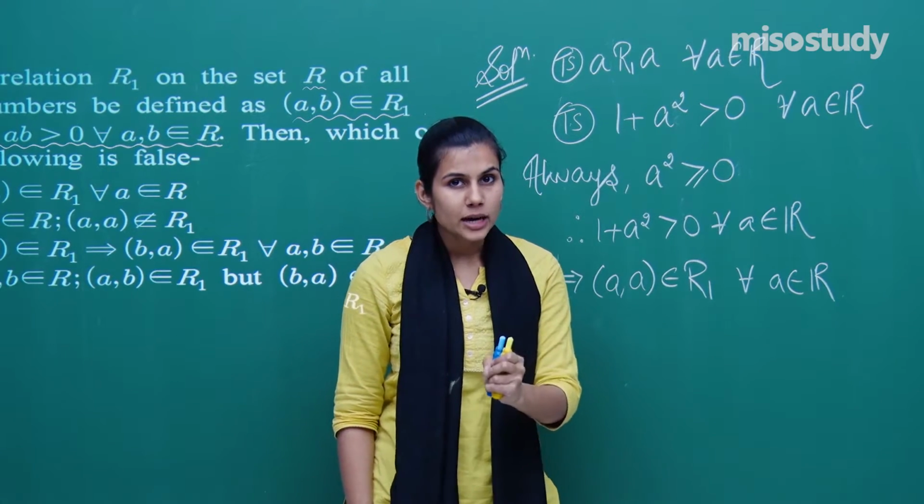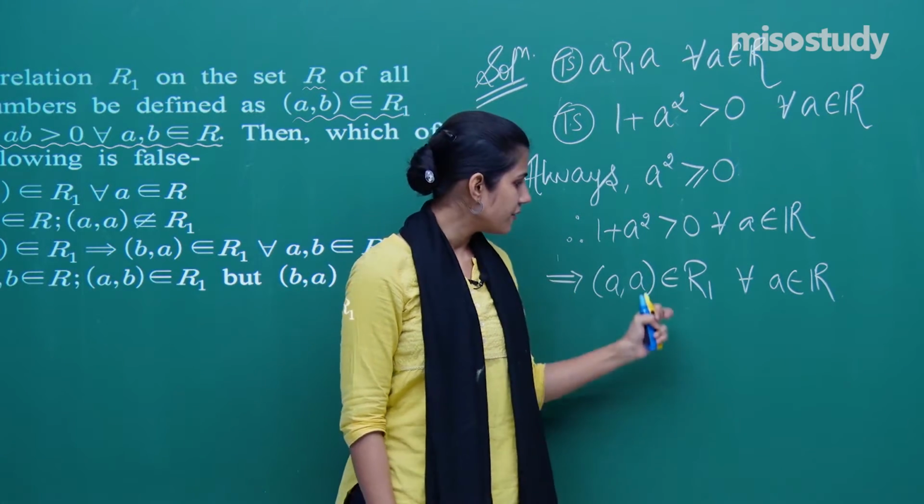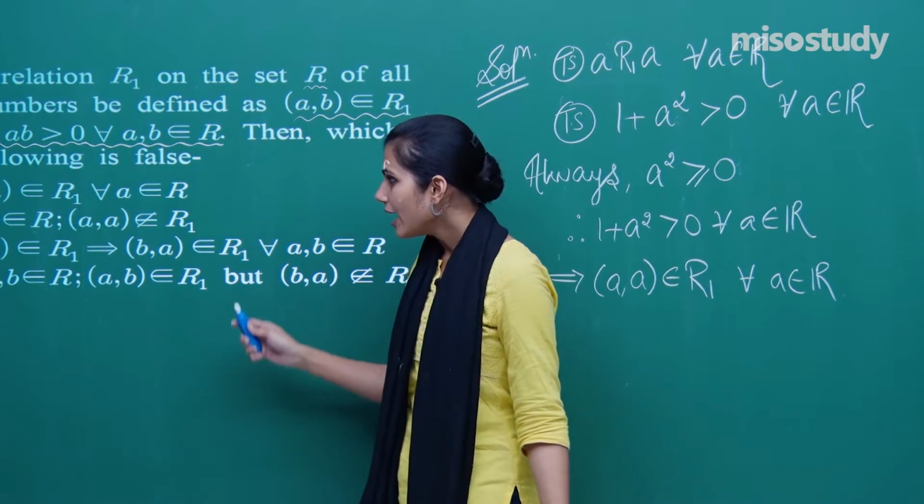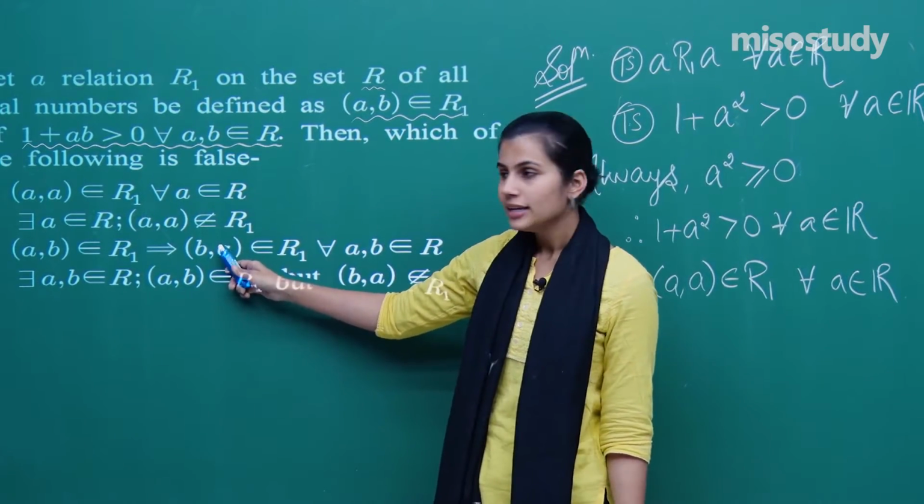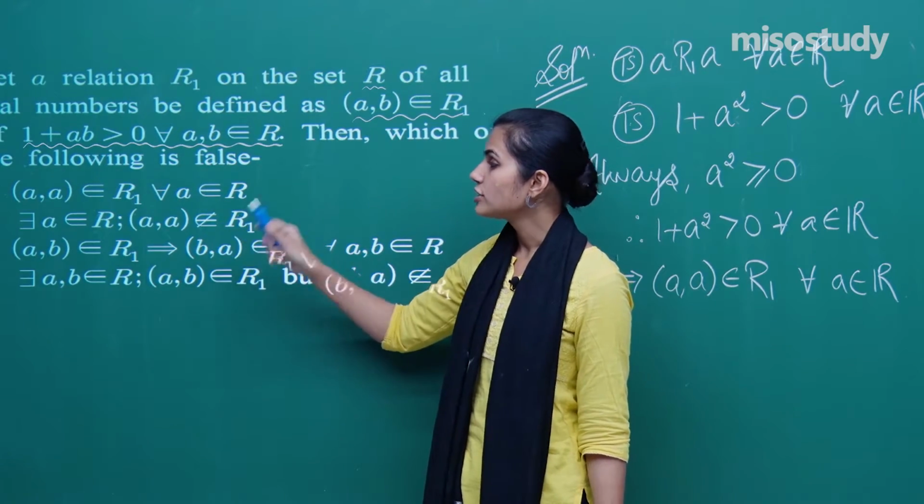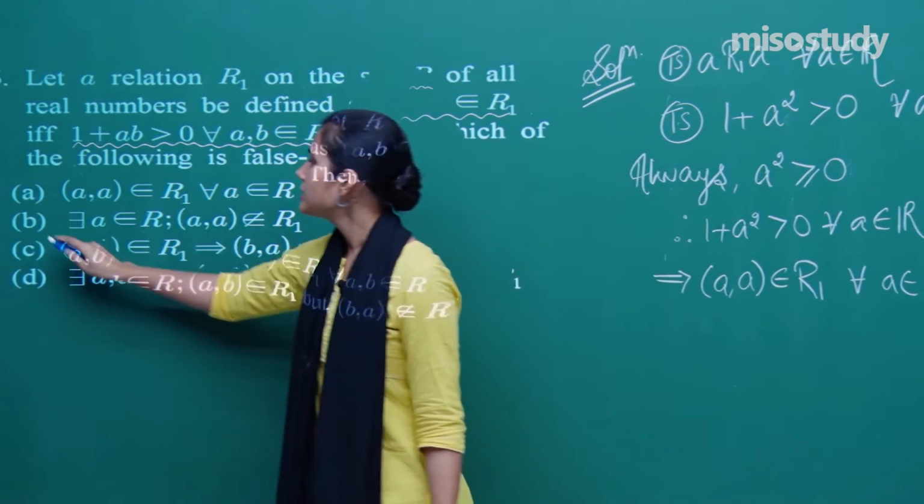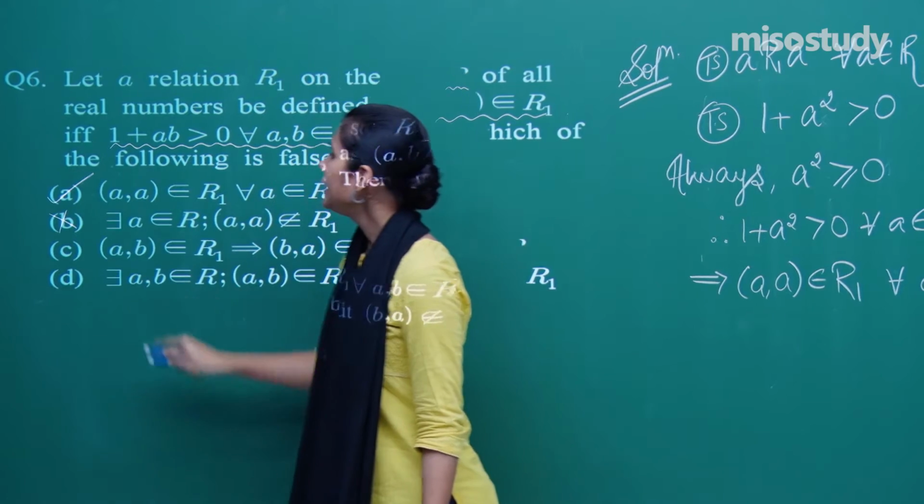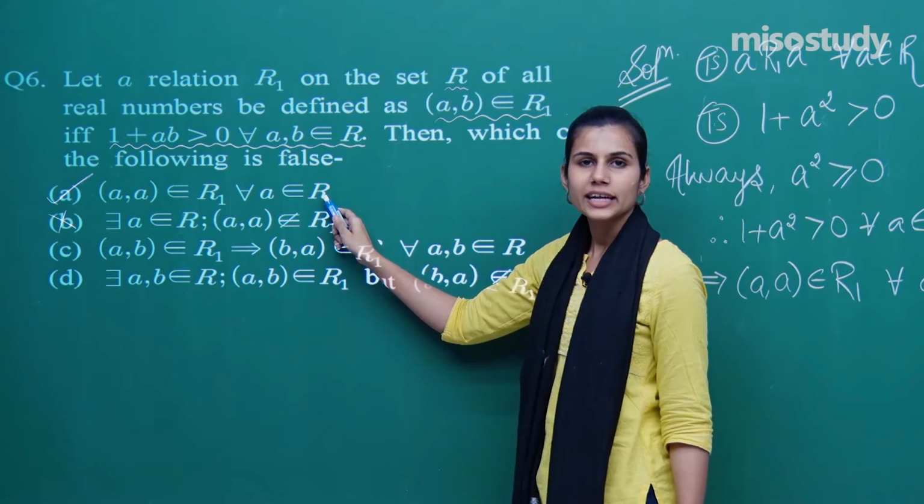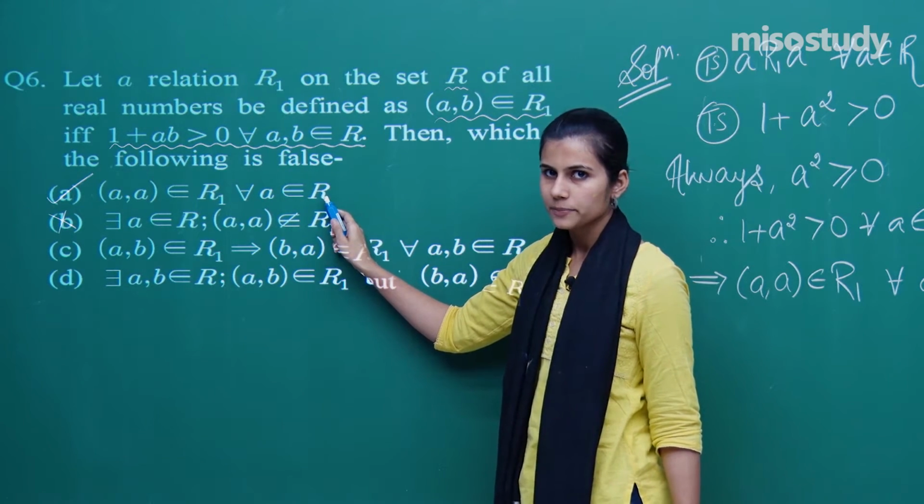There is no real number which is not related to itself under R1, and that is why if option number B said that there is a real number which is not related to itself, this is wrong because each member of R is related to itself under R1.